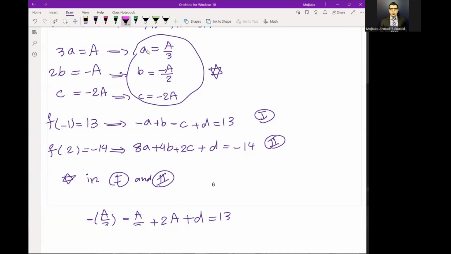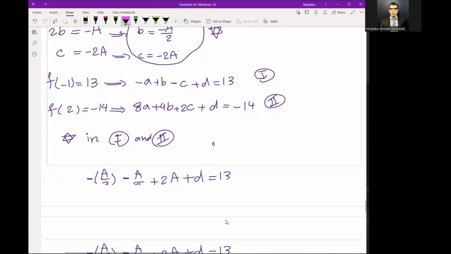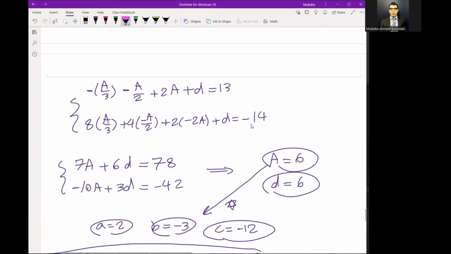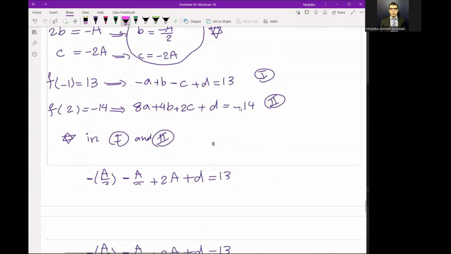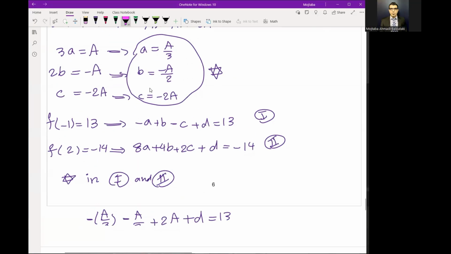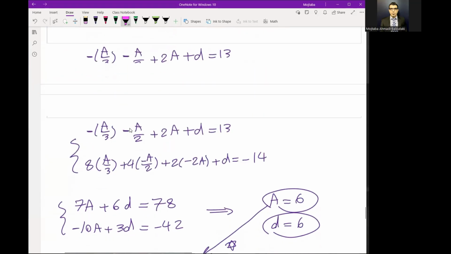So, for example, here I have minus A, so I'm going to use A third, there you go, B minus A over 2, and then minus C minus 2A right there, and D, right, equal to 13. The same goes for the second equation there, 14, right? So with these two equations, we're going to use these definitions of A, B, C based on uppercase A. And once we do, we have two equations that only have two unknowns, A and D, right? So we have two equations, two unknowns.